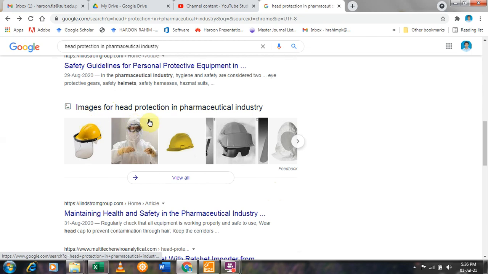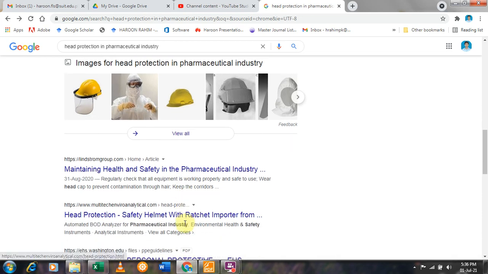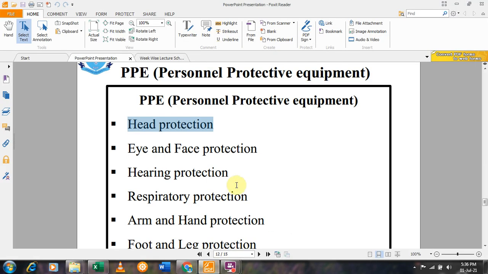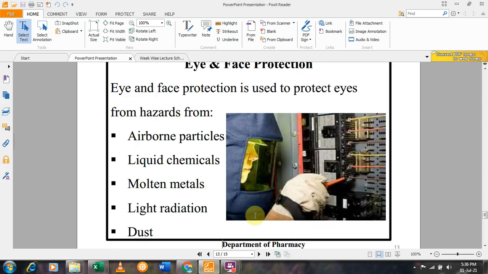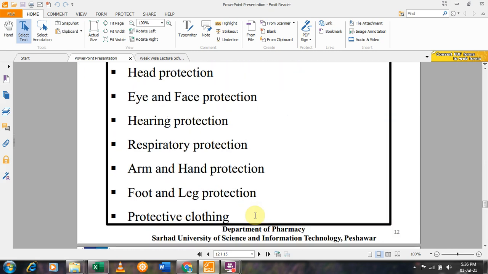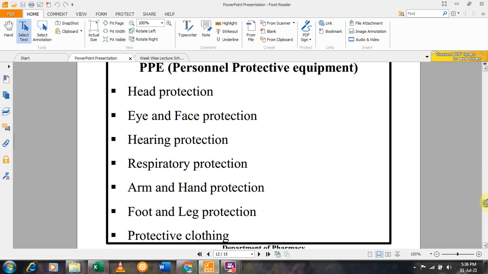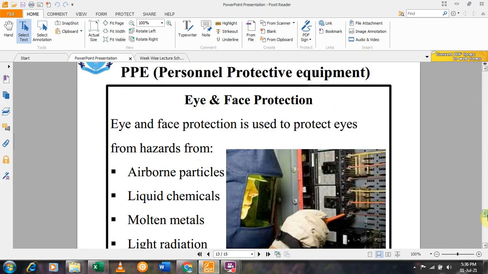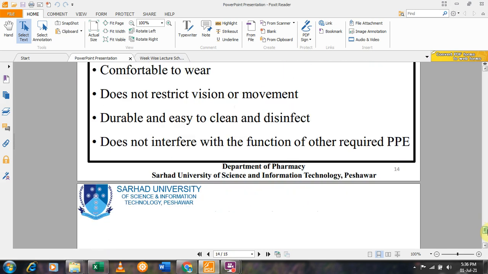And the images of the head protection in the pharmaceutical industries, different designs of safety helmets or safety harnesses may be employed in order to protect the person working in the pharmaceutical industries. Similarly, arm and head protection. One of the personal protective devices, that is eye and face protection. Criteria for selection.